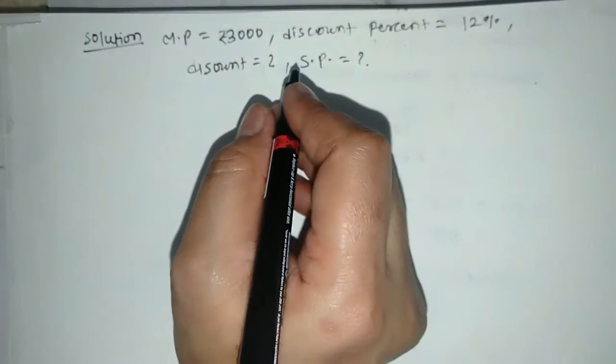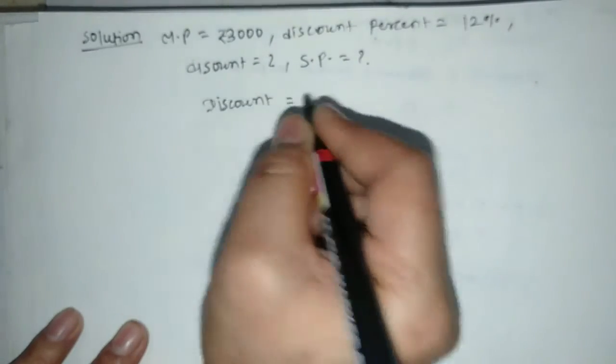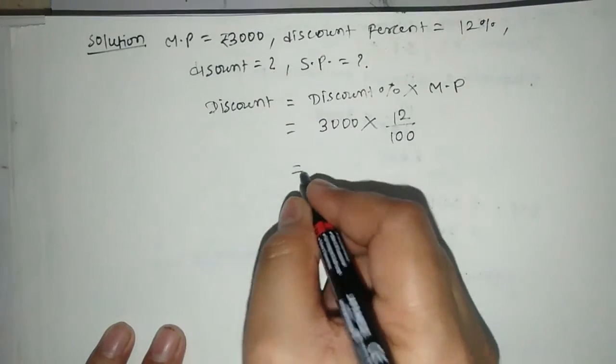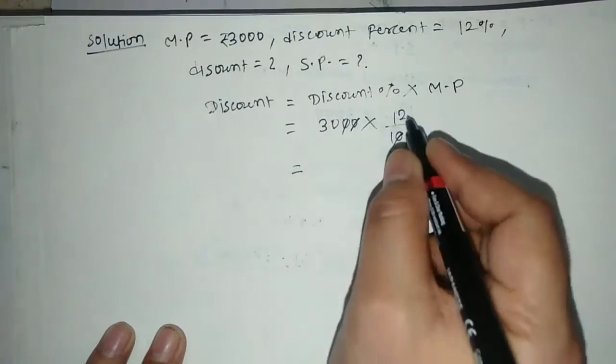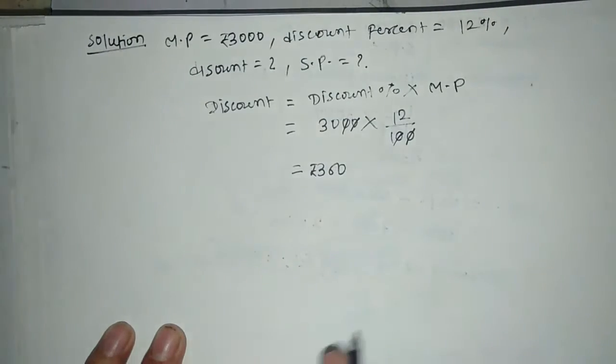So write down the formula. Discount is equal to discount percent multiply by mark price. So put the values. 3000 multiply by 12%. So 12 upon 100 because it is given in the percentage. So equal to 0 0 cancel here. 12 3s are 36, 360 rupees.